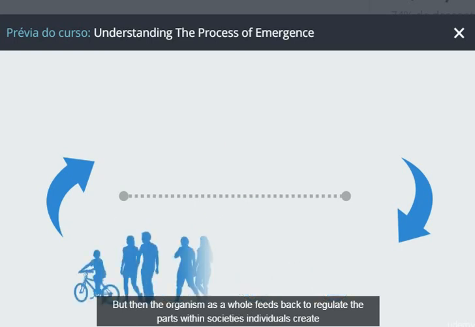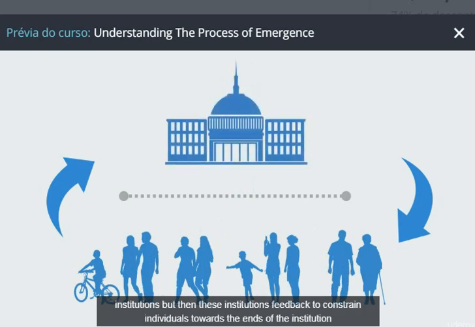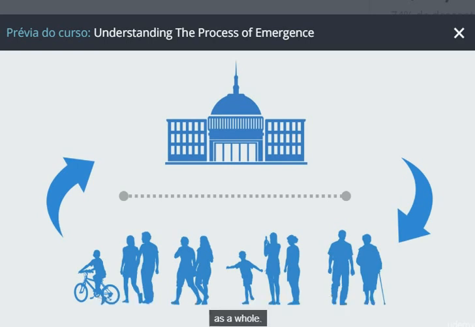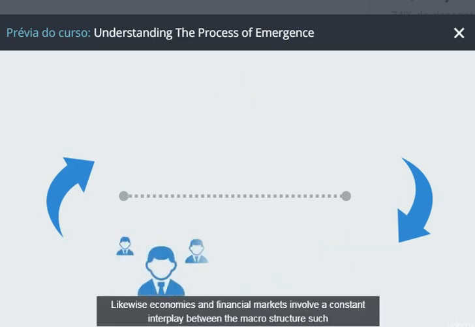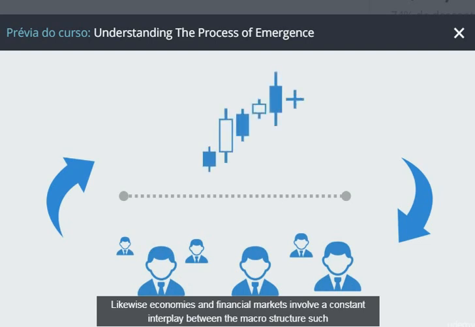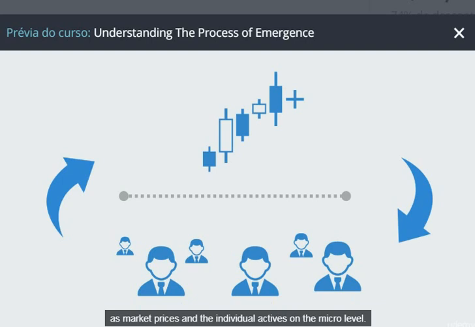Within societies, individuals create institutions, but then these institutions feed back to constrain the individuals towards the ends of the institution as a whole. Likewise, economies and financial markets involve a constant interplay between the macro structure, such as market prices, and the individual actors on the micro level.